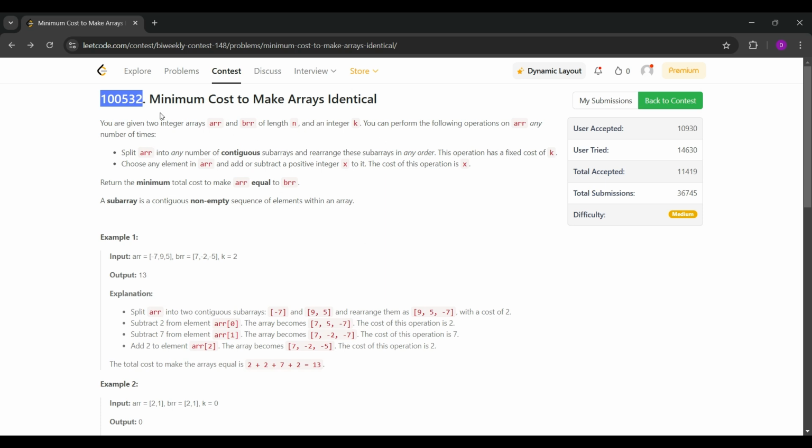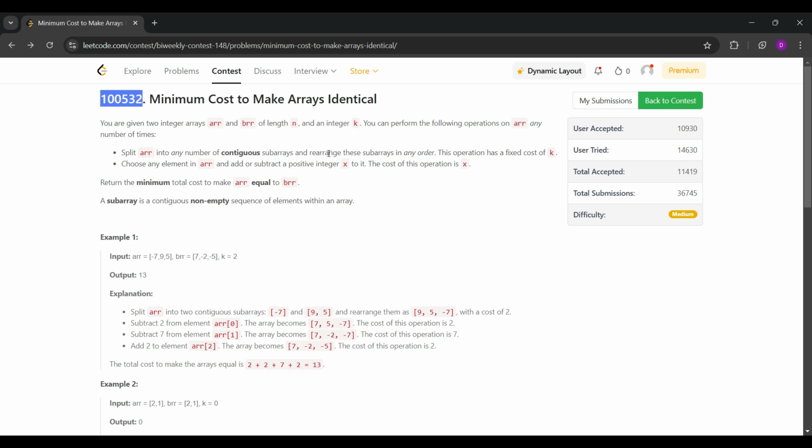So today we'll be moving ahead with Leetcode problem 100532, that is minimum cost to make the arrays identical. First I'll go through the description, then I'll explain the approach, and then we'll move ahead with the coding part. It says that you are given two integer arrays, that is ARR and BRR, of length n and an integer k.